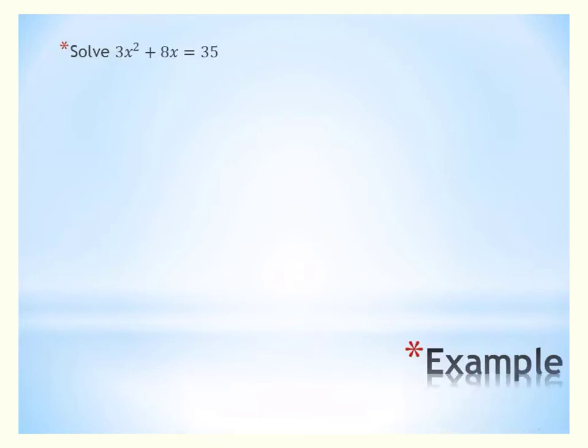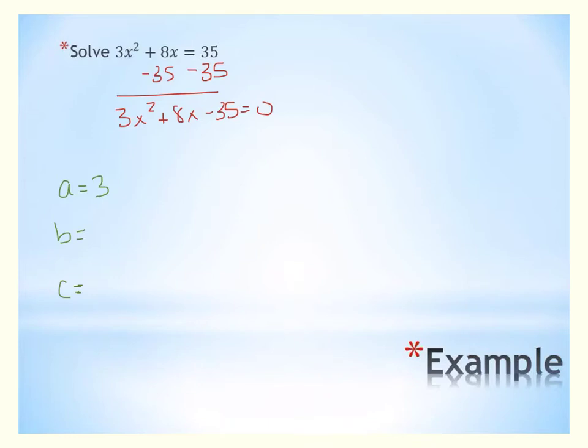So here's our first example, 3x squared plus 8x equals 35. And it has to be equal to 0, so the first thing you need to do is subtract 35. And we're going to do 3x squared plus 8x minus 35 equals 0. And I would suggest that, at least to begin with, you write out what are a, b, and c. So in this case, a is 3, it's your coefficient on the x squared. B is 8, your coefficient on the x. And c is a negative 35, it's your constant.